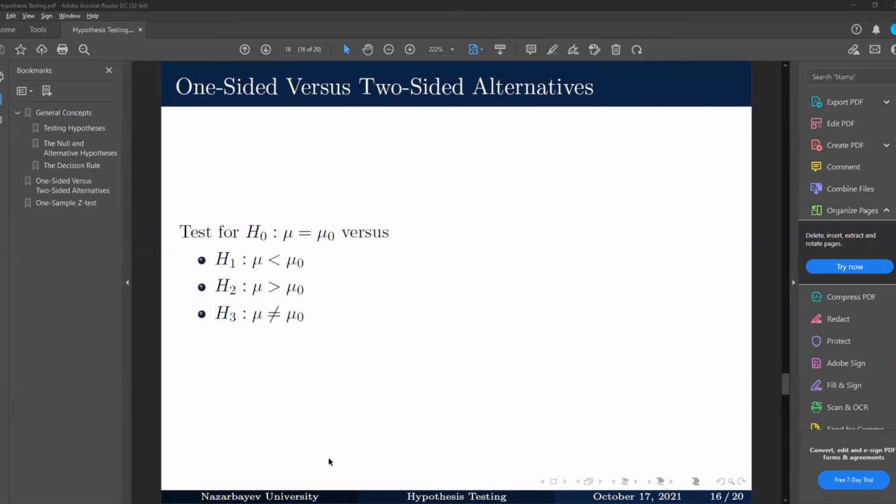Okay, so tests for H naught, mean is equal to mu naught, versus the alternative hypothesis that mean is less than mu naught, or the alternative hypothesis that mean is greater than mu naught. So these two are one-sided or one-tailed tests. And in the case when we are unsure and the mean can be greater or less than mu naught, then we test for the alternative hypothesis that mean is not equal to mu naught. So this test is a two-tailed test.